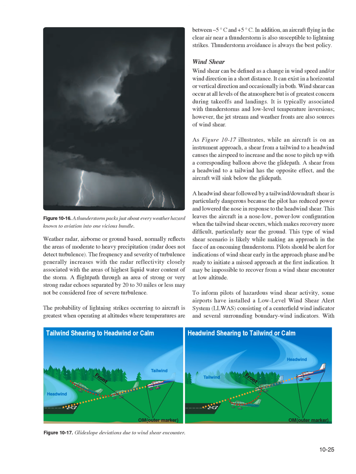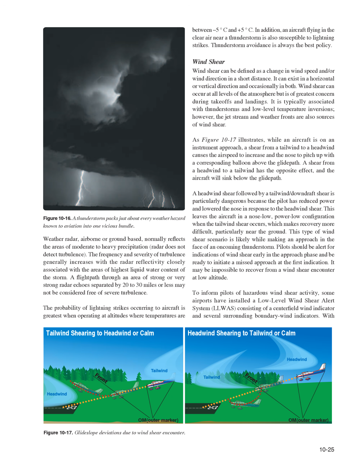Weather radar, airborne or ground-based, normally reflects the areas of moderate to heavy precipitation. Radar does not detect turbulence. The frequency and severity of turbulence generally increases with the radar reflectivity closely associated with the areas of highest liquid water content of the storm. A flight path through an area of strong or very strong radar echoes separated by 20 to 30 miles or less may not be considered free of severe turbulence.